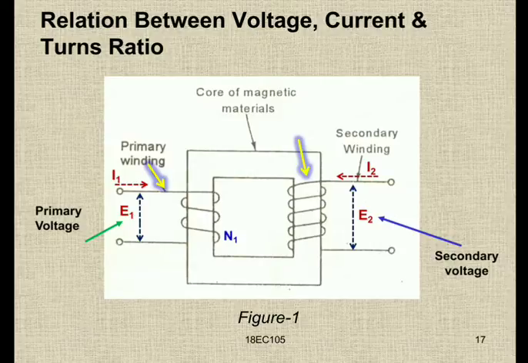So that is the secondary voltage. Let us see the turns ratio of the primary is N1 and the turns ratio of secondary is N2. So that is what it is. Now let us build a relation between all these three factors of the transformer.